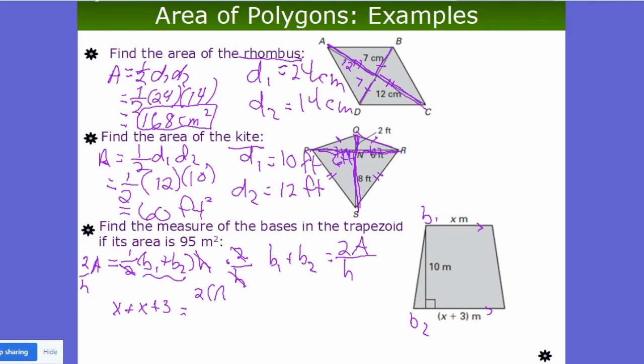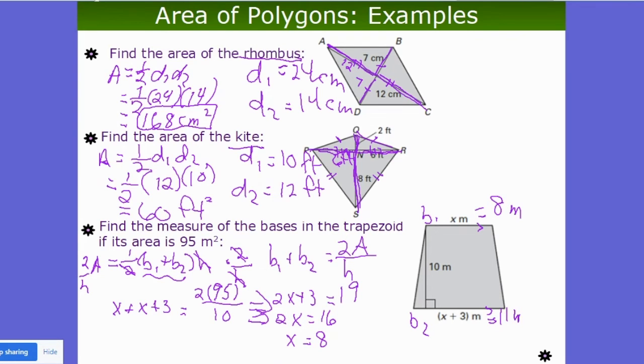is going to be 2 times the area over the height, which is 10. And I should put the area in rather than that A. So the area is 95. And that gives us 2x plus 3 equals 19. Subtract 3 from both sides, which means x is 8. So my B1, which is x, is just going to be 8 meters. And my B2, which is x plus 3, will be 8 plus 3, or 11 meters. So 8 meters and 11 meters are my bases.